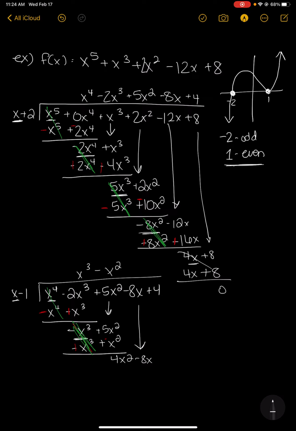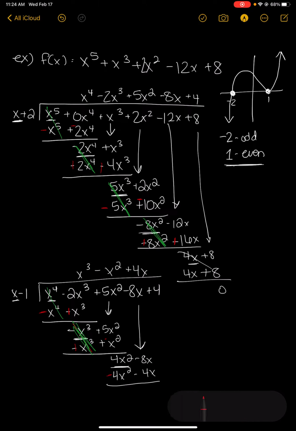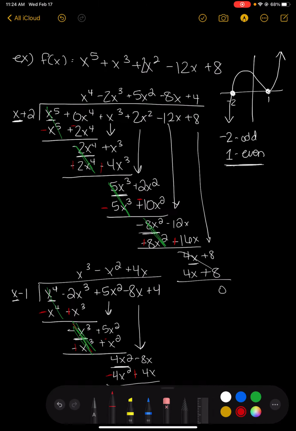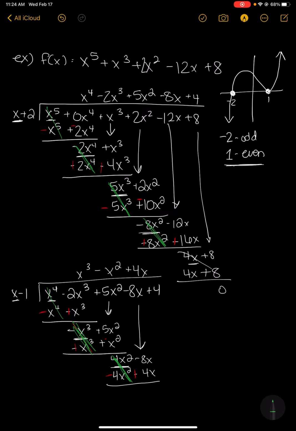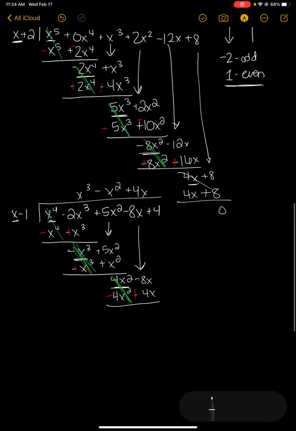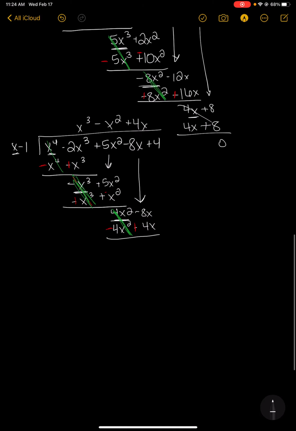All right, x times what gives me 4x squared? Well, x times 4x. Multiply by both of those terms. Draw your line and subtract. Opposite signs. First term cancels out. Negative 8x plus 4x gives me a negative 4x. Bring my last term down.